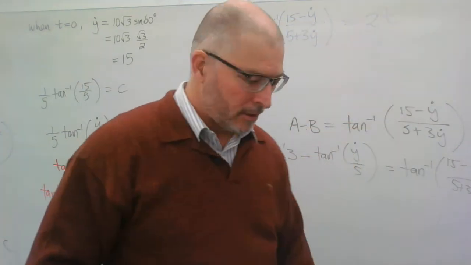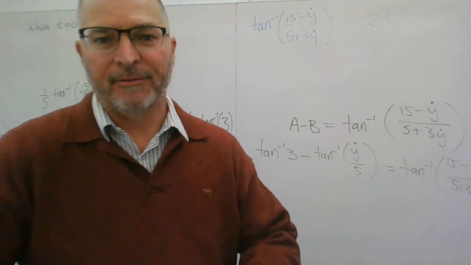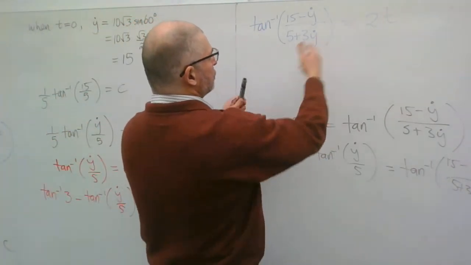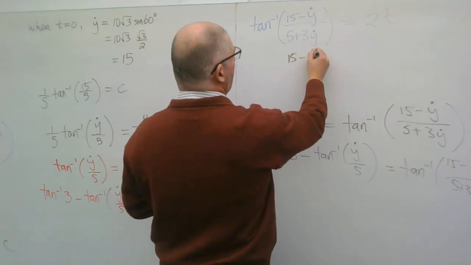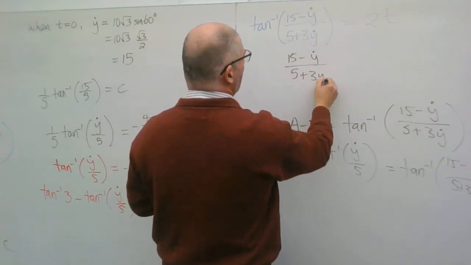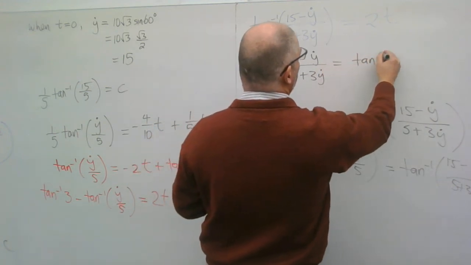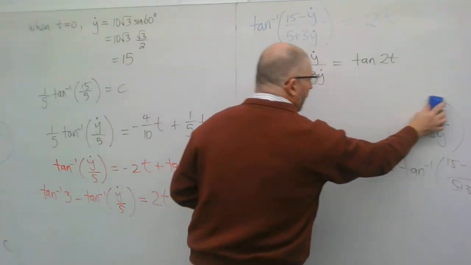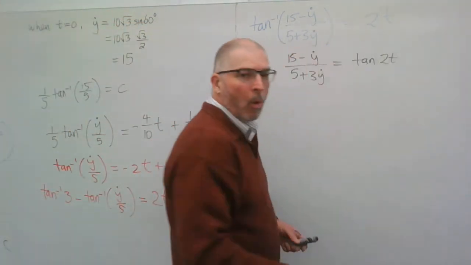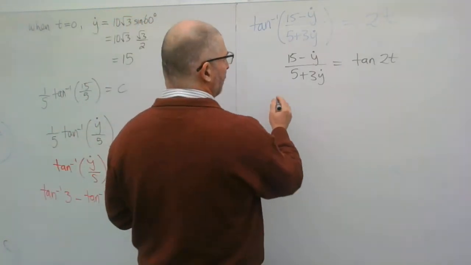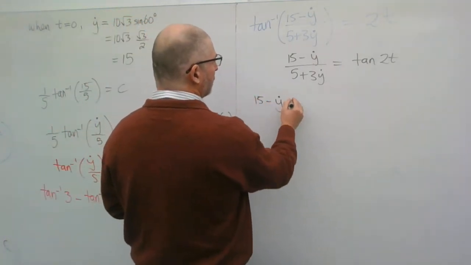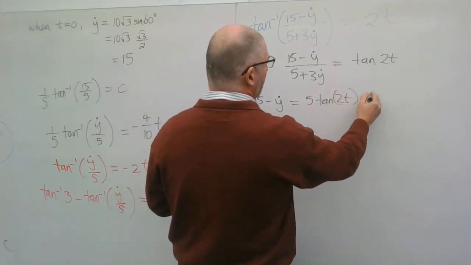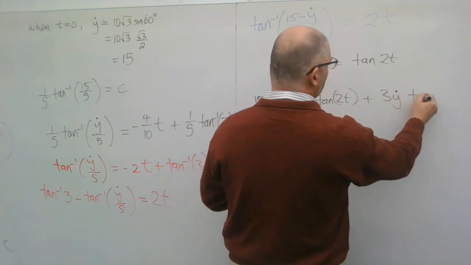Oh, that's no good. Running fast out of pens that work. Okay, inverse tan of that equals 2t, so (15 minus y dot) on (5 plus 3y dot) is equal to tan of 2t. So now we're able to expand that out and make y dot the subject. We've got 15 minus y dot equals 5 tan of 2t plus 3y dot tan of 2t.